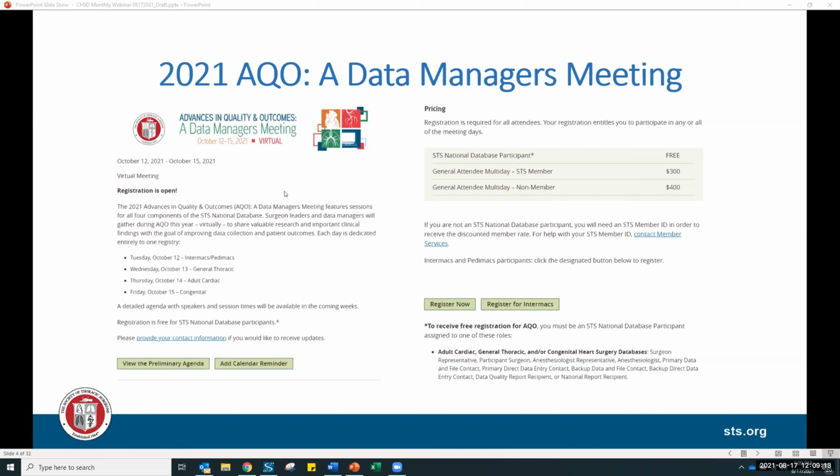If you're not sure if you're eligible for free registration, again, you have to be associated with an active STS database participant and have one of these roles here assigned to your account. If you're not sure of the contacts currently listed for your site, please email us at stsdb@sts.org and we can work with you and get you that information.